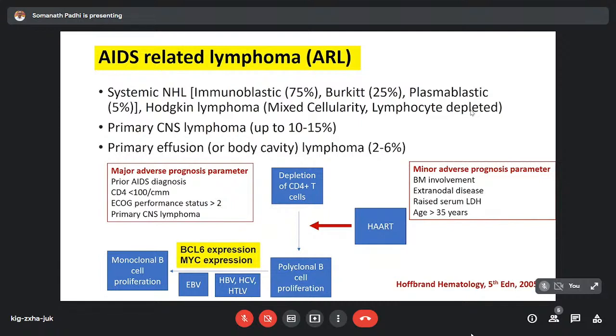All these things lead to the conversion of this polyclonal B cell proliferation to a monoclonal cell proliferation, which is what is known as a lymphoma, B cell lymphomas. So there have been some prognostic parameters of these things.